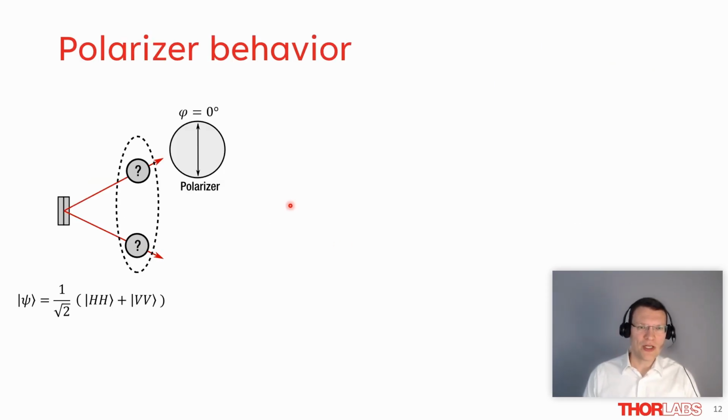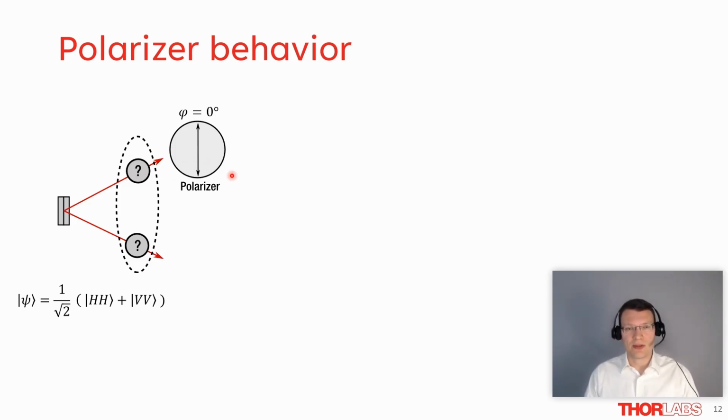Before we do, we need to look at what happens at a polarizer though. So again, we have our pair crystal. We're creating this entangled state that we talked about before. And now I'm placing a polarizer here with a 0-degree angle. So what happens? Well, it's basically a 50-50 decision, right?